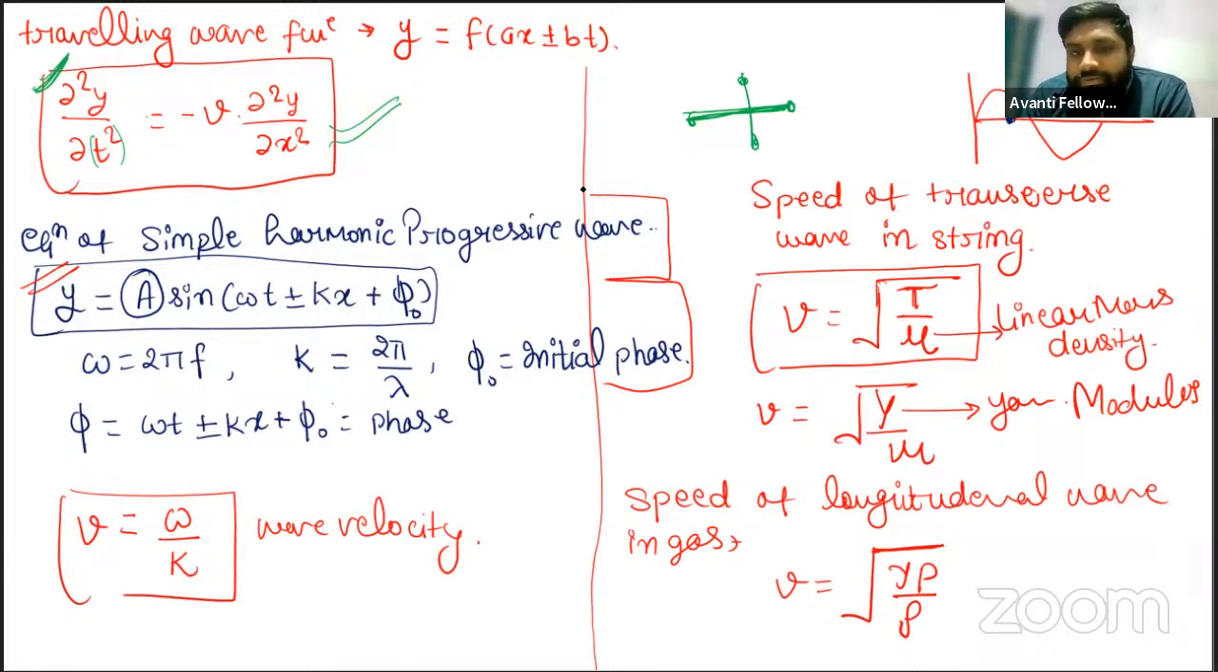Now the speed of a longitudinal wave in a gas is given by root of gamma P upon rho. In the same way, it will also depend on the inertial property and the elastic property. Got it?